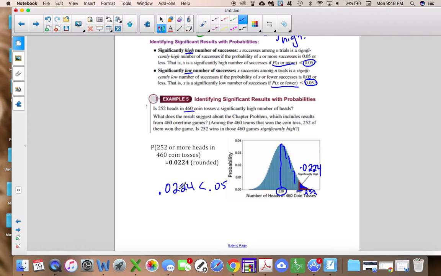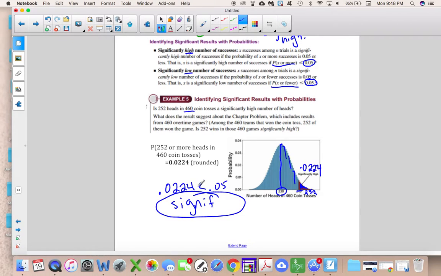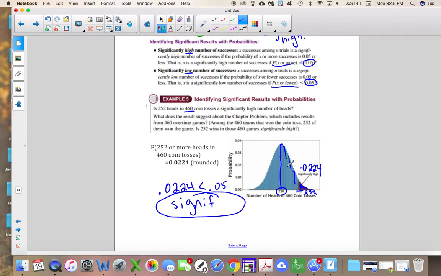So we conclude that it is significant. Okay, it's happening a very small amount of the time. There's not very often that I get 252 heads if I'm flipping 460 coins. Not very often does that happen, so I'm going to say that that's significant. If I get that many heads, it's kind of a big deal.